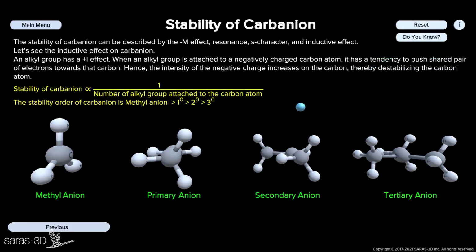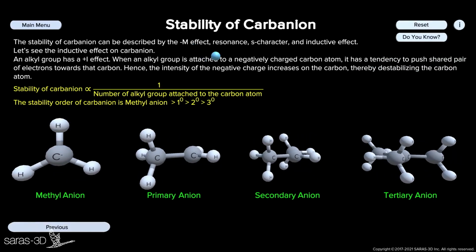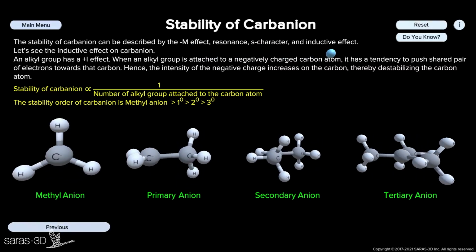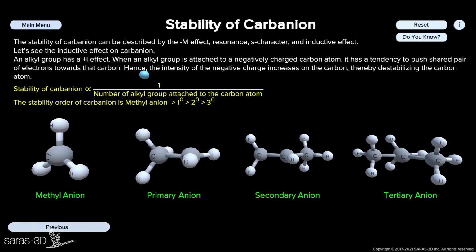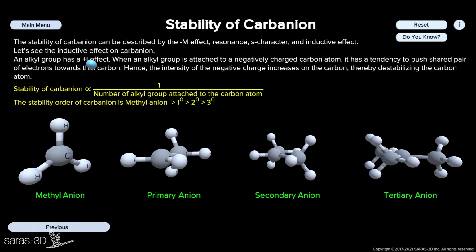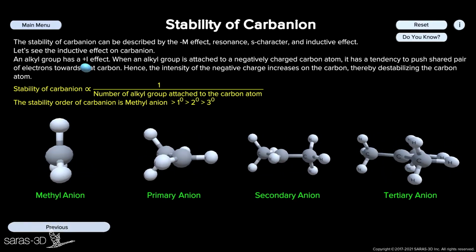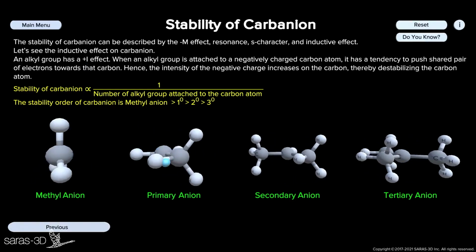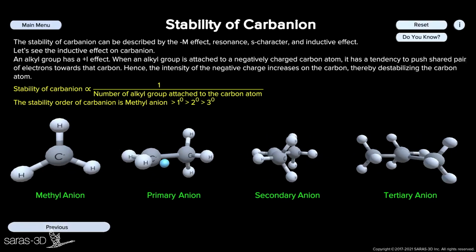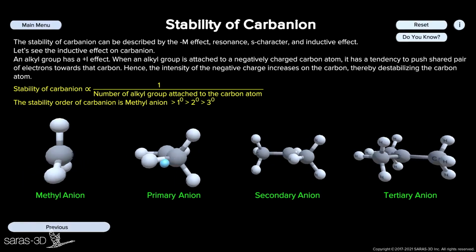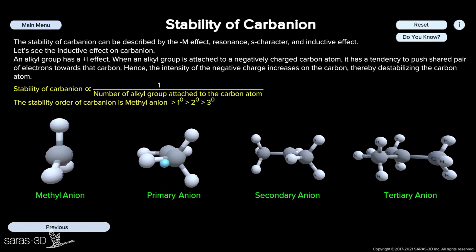Let's talk about the stability of the carbanion. Now the stability of a carbanion can be described by the -M effect, resonance, s character and inductive effect. Here we are going to take a look at the inductive effect on the carbanion. Now we know an alkyl group has a +I effect, that is an electron donating effect. So whenever an alkyl group is attached to a negatively charged carbon atom, we know what is going to happen. Since the alkyl group has a +I effect, it is going to donate electrons to the negatively charged carbon atom. So the alkyl group has a tendency to push the shared pair of electrons towards that negatively charged carbon. And what is going to happen?